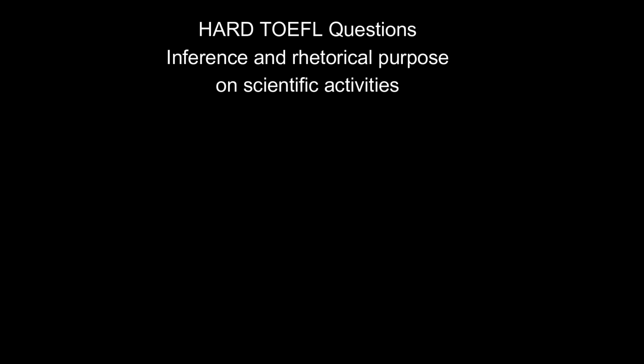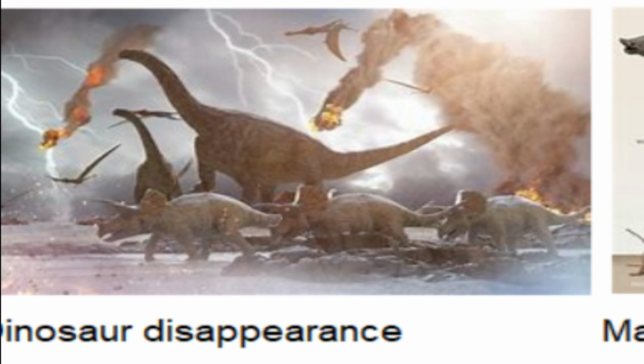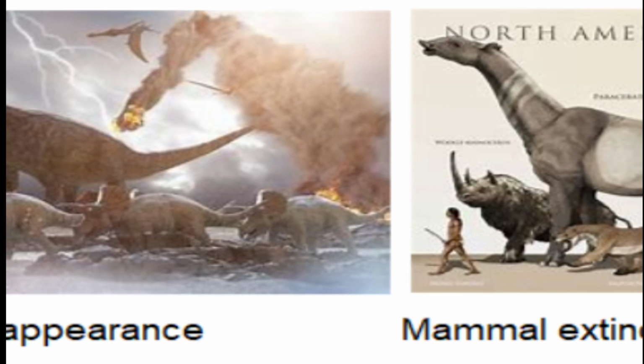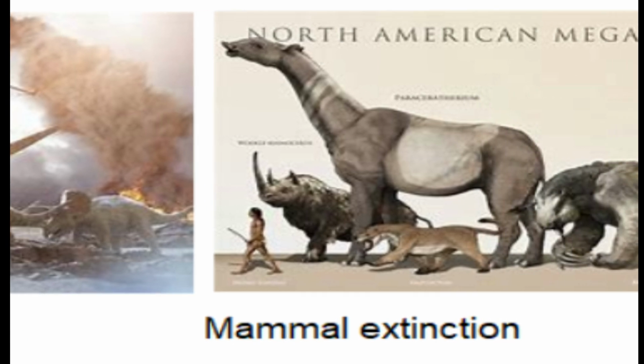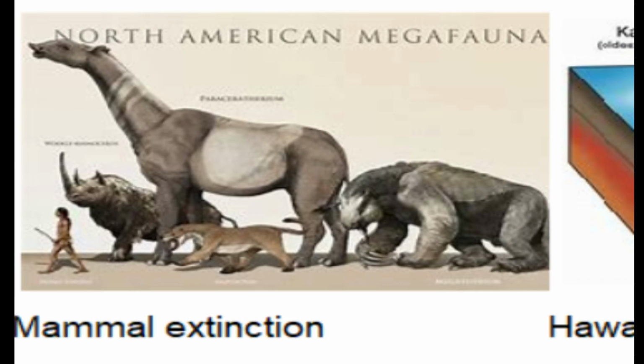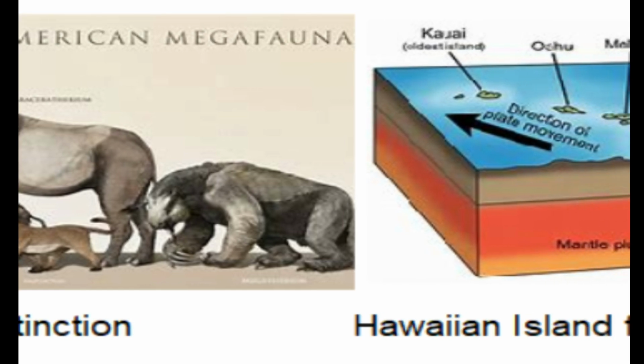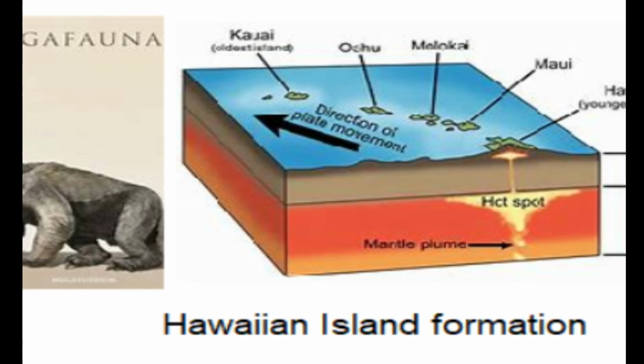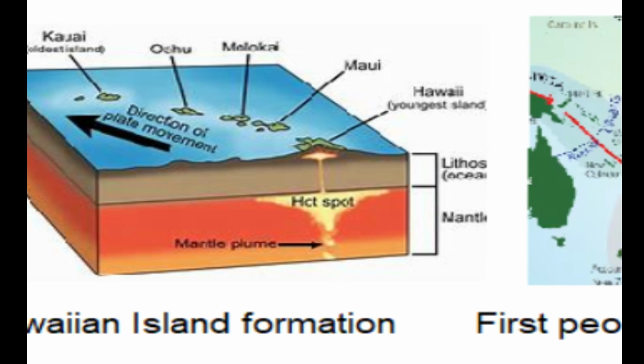Hello, everyone. Today, we will show you how to answer TOEFL inference and rhetorical purpose questions that ask you what's going on in terms of scientific activities. Many TOEFL reading passages are about scientific activities, such as proposing a hypothesis to explain a phenomenon. Examples of TOEFL passages of these types include topics like why dinosaurs disappeared, why large mammals no longer roam North America, how the Hawaiian Islands formed, or who the first people were that lived in the Pacific Islands.